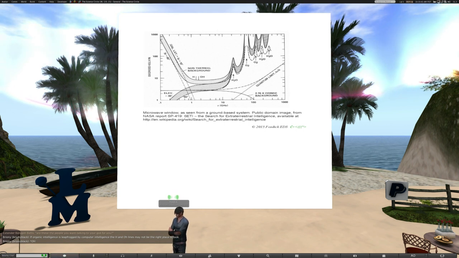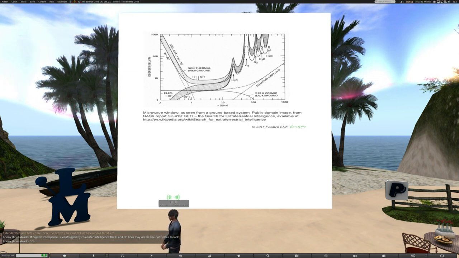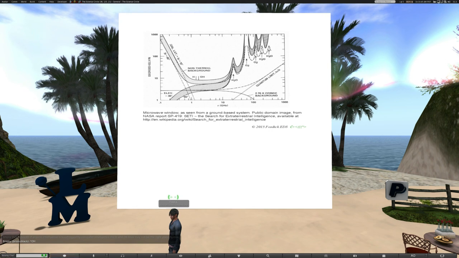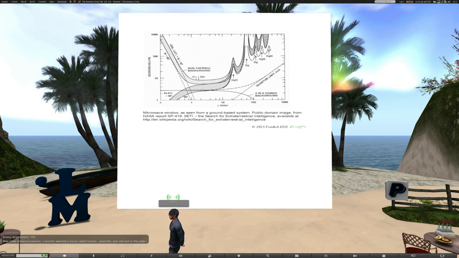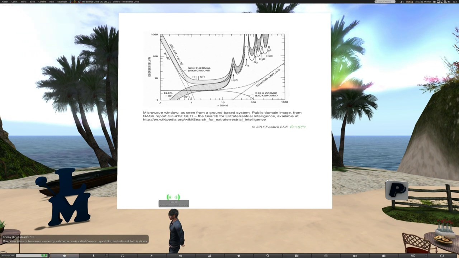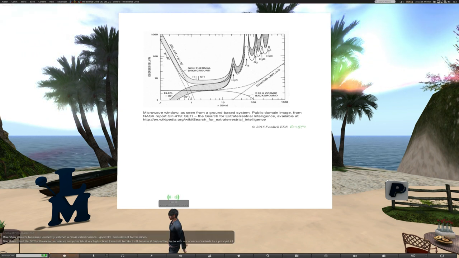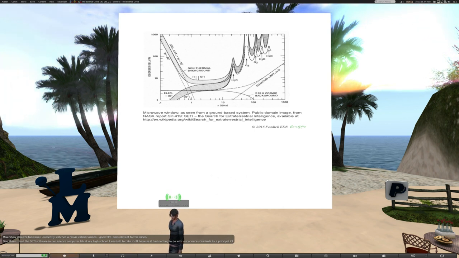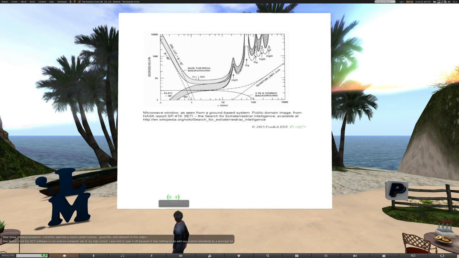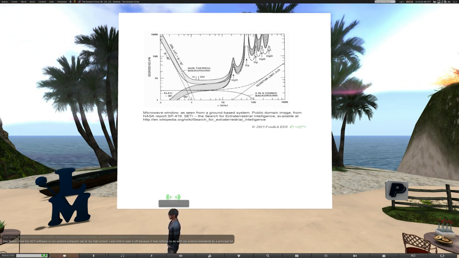If organic intelligence is leapfrogged by computer intelligence, the H and O lines may not be the right place to look. I don't know. My limited research suggests that there are these places in the spectrum. So what are we talking about? Radio transmission. There has to be life out there with radio transmission capability sending out radio signals. Then maybe we find these signals and we sense a pattern, a repeating pattern.